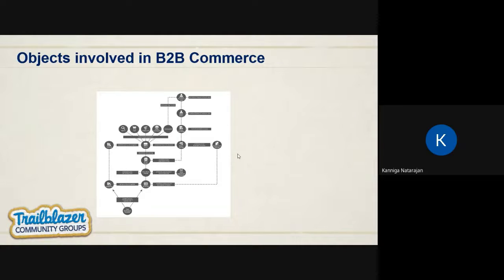The price adjustment schedule object is for when you want to give a particular percentage adjustment for VIP customers, or no price adjustment for some customers. That kind of adjustment can be done through the price adjustment schedule object. So as I said, the store will be connected to one buyer group.